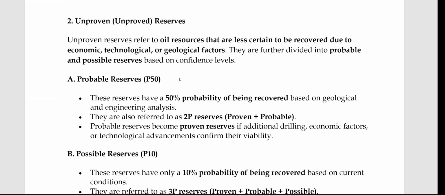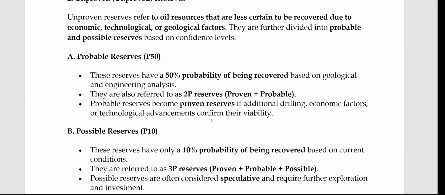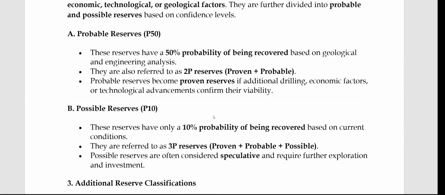So the next type of reserves are unproven reserves. Unproven reserves are the ones that are less certain, due to economic, technological, or geological factors. You know that this oil can come to the top, but you don't have the technology to bring it up. So we have what we call probable unproven reserves and possible unproven reserves. Now, the probable ones have a 50% chance of being recovered based on geological and engineering analysis. Then we have the possible ones that have a 10% probability of being recovered. You know that it can come, but the chance that it will be recovered is very low.